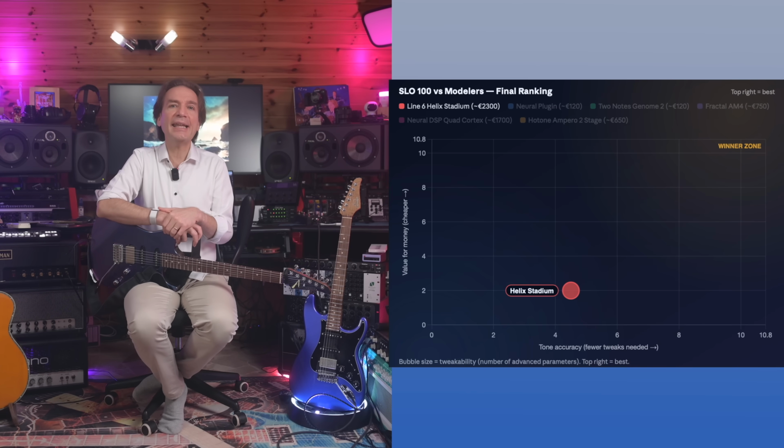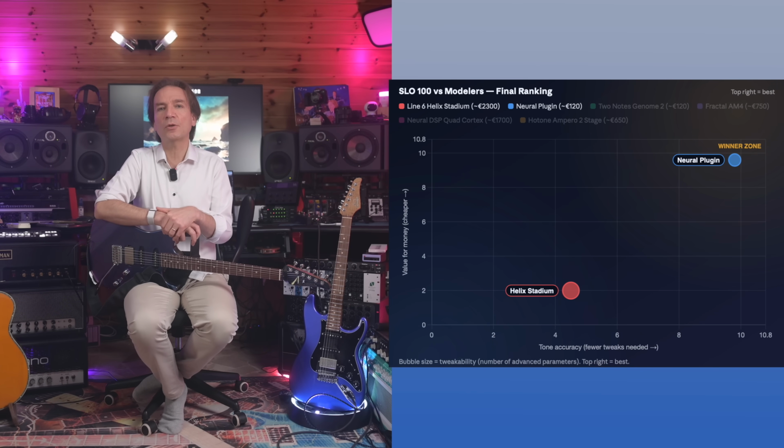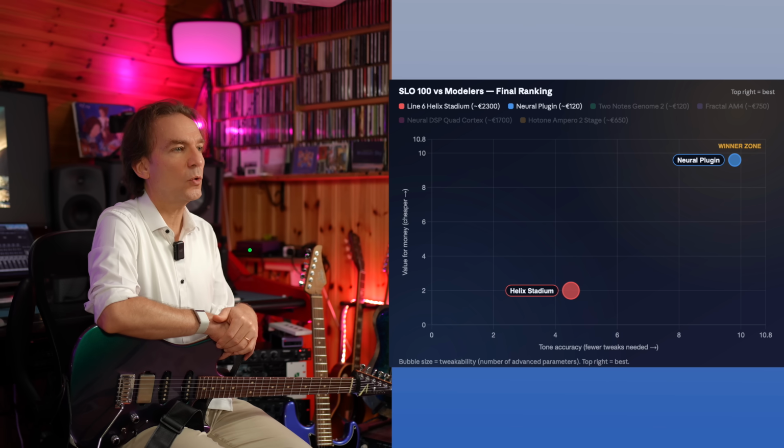The Neural DSP SLO100 plugin really nailed the tone of the real Soldano. Few tweaks, no drastic changes, and I was very close to the real deal, considering that it is a plugin dedicated specifically to the SLO100.